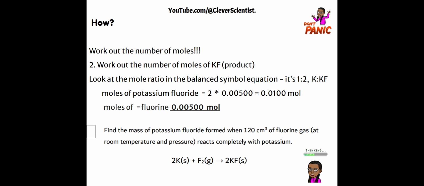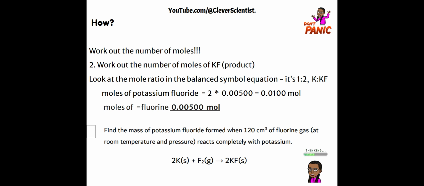Next, we're going to work out the number of moles of the product, potassium fluoride. Let's look at the mole ratio in the balanced symbol equation. Potassium to potassium fluoride, the mole ratio is 1 to 2. So all we need to do is multiply the number of moles that we just calculated by 2, and that gives us the moles of product, potassium fluoride.